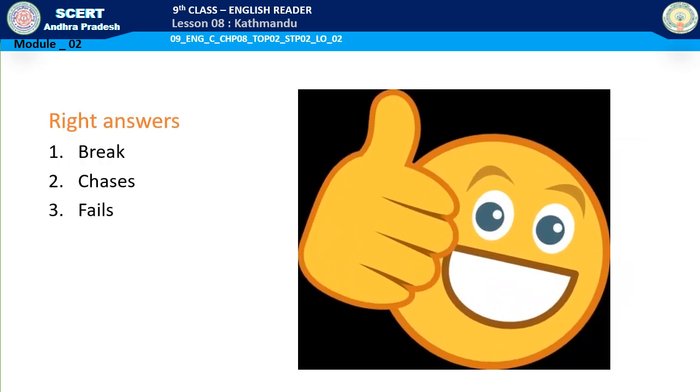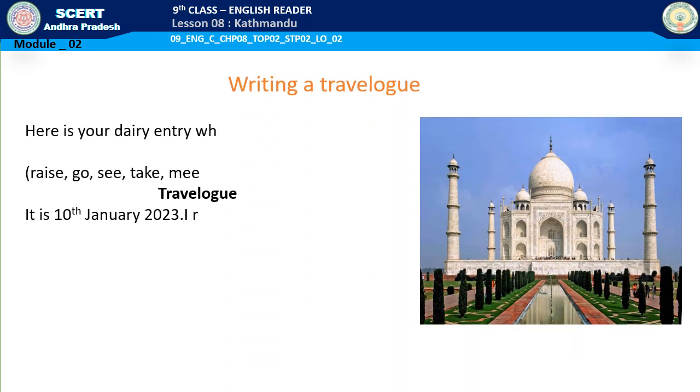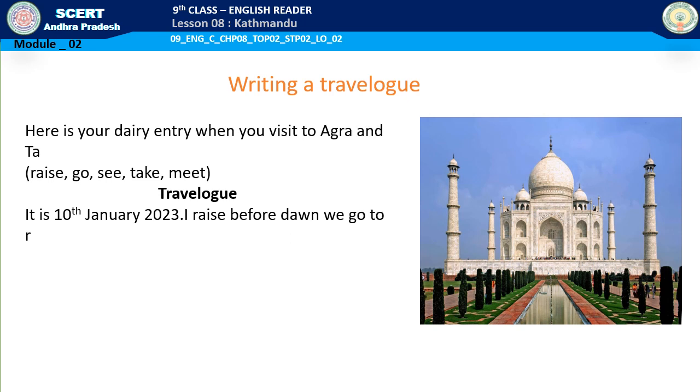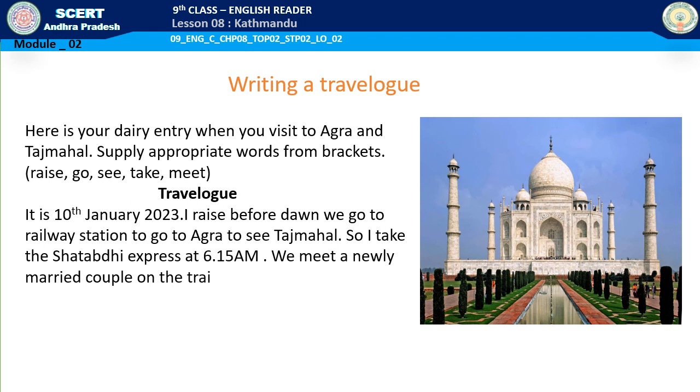Good. Right answers. First answer break, second answer chases, third answer fails. Shall we move to writing a travelogue? Here is your diary entry when you visit Agra and Taj Mahal. You should supply appropriate words from the brackets. Rise, go, see, take, meet. Travelogue. It is 10th January 2023.